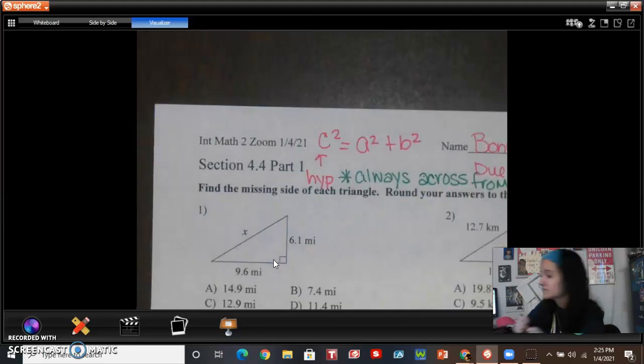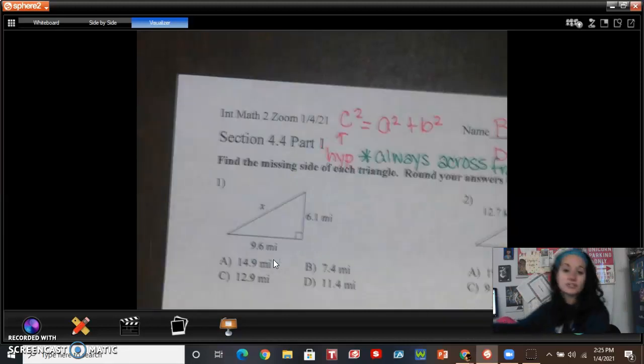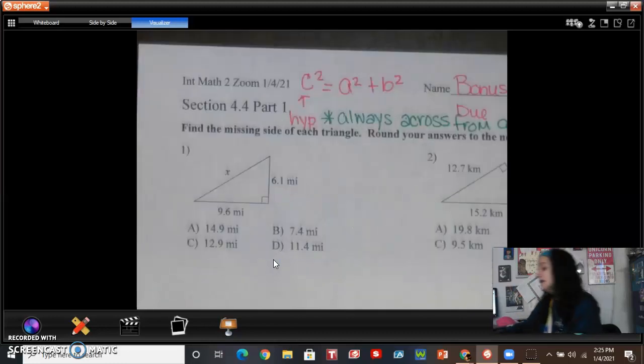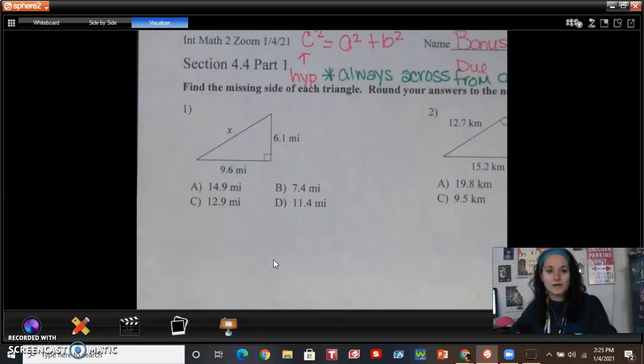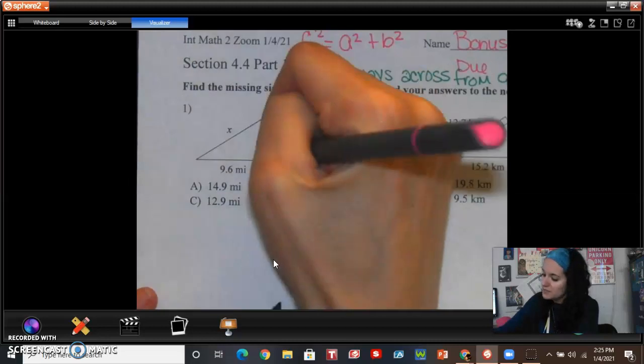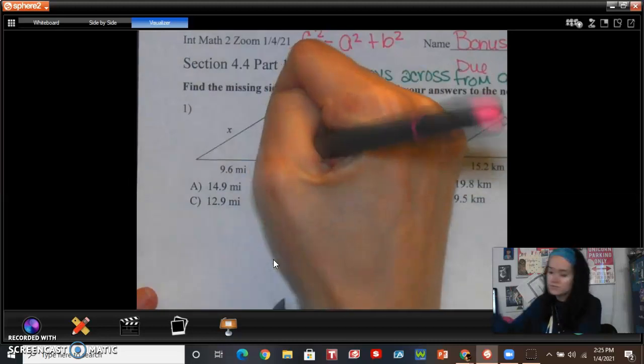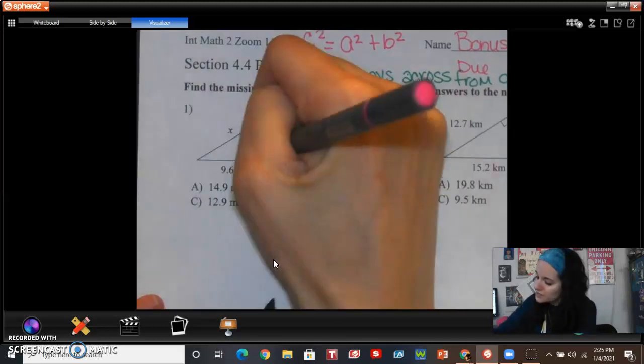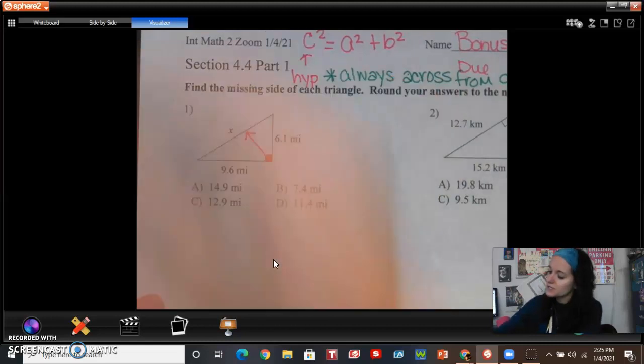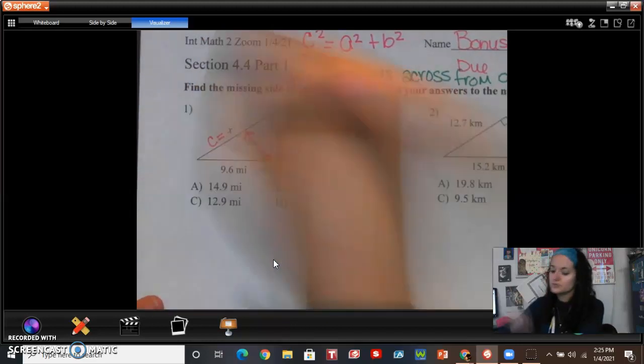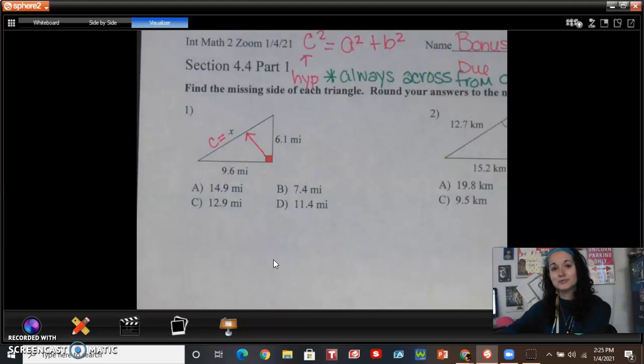All right, I'm going to do two examples with you and go over how to use a calculator and a cell phone and how to do these. All right, so our number one, first thing I do is I identify my box. Here's my beautiful box. And then I go across from that box and I find what is C equal to. Well, in this case, C is equal to X.